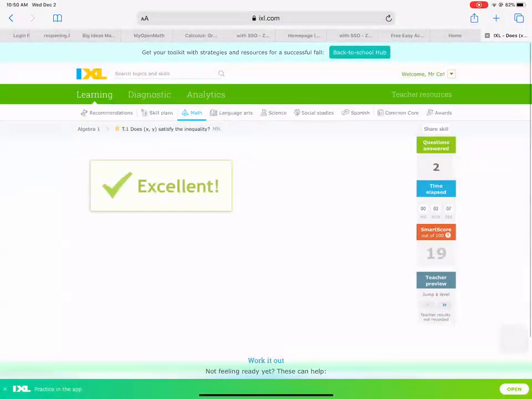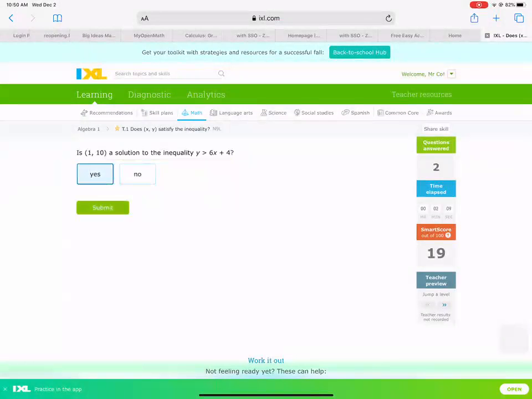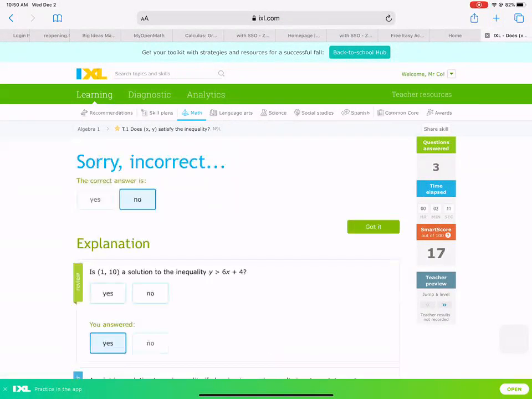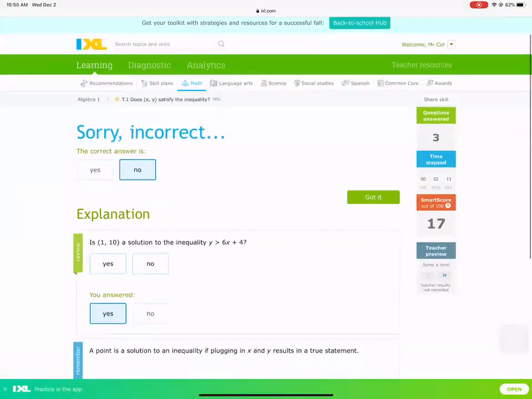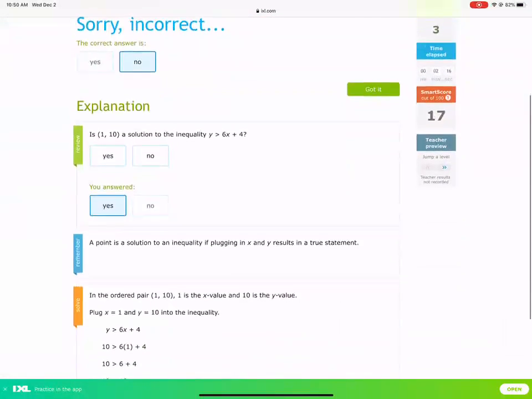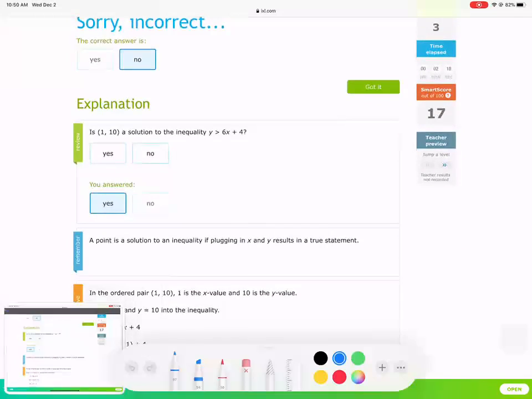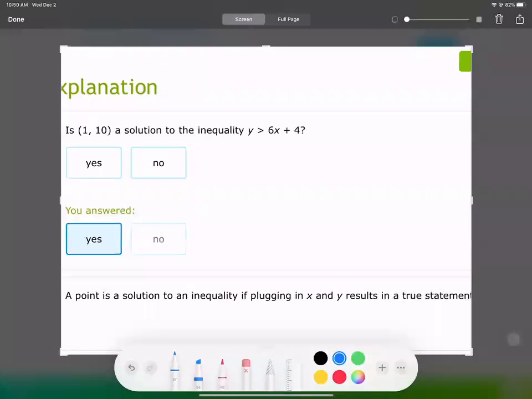Is it always going to be true if I just guess true? Oh man, me guessing is going to get me in trouble. If I actually spent a couple of seconds to do this problem, we could have checked. If I plug in, y is 10, x is 1. Is 10 greater than 6 plus 4? Is 10 greater than 10? Is that a true statement? 10 is equal to 10, but it is not greater than 10.